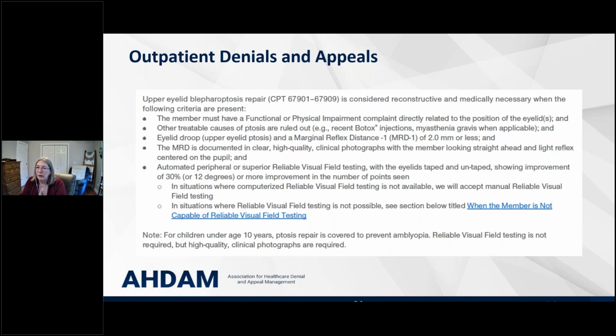Okay, and then just going on, this is additional criteria that would be required if you were going to bill for an upper eyelid blepharoptosis repair. And you can see where it talks about the member, meaning the patient, must have a functional or physical impairment complaint directly related to position of the eyelid, and other treatable causes of the ptosis are ruled out. So maybe they had a recent Botox injection that's making their eyelid droop, or maybe they have myasthenia gravis. So that's the documentation that the payer is going to be looking for in your medical record.